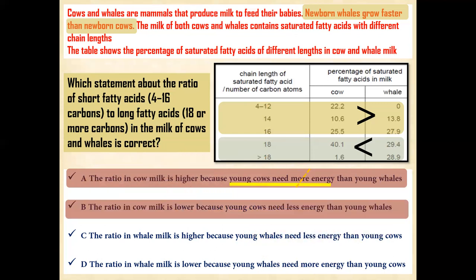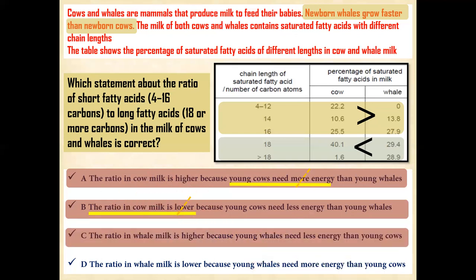In this next statement, the ratio in the cow milk is lower because the young cow needs less energy than the young whale. Regarding the ratio of short chain fatty acids, in the table data, short chain fatty acids are greater in the cow as compared to the whale. So this statement is against the data presented in the table. So the word lower is wrong here. We're going to move to the next statement, C.